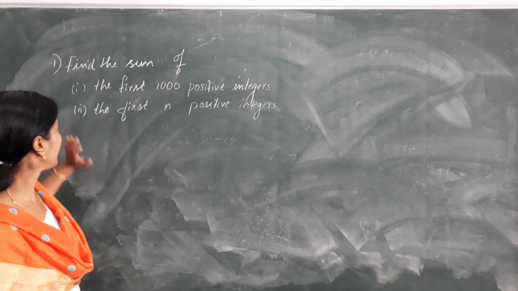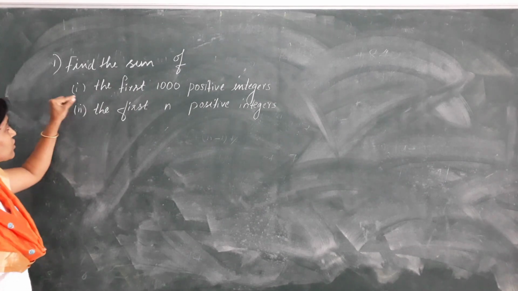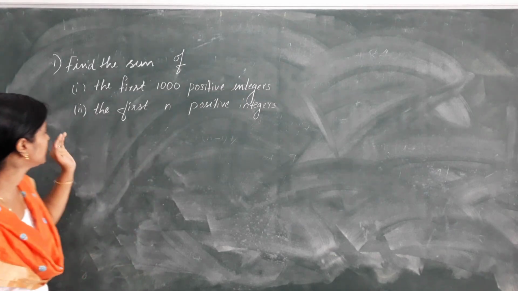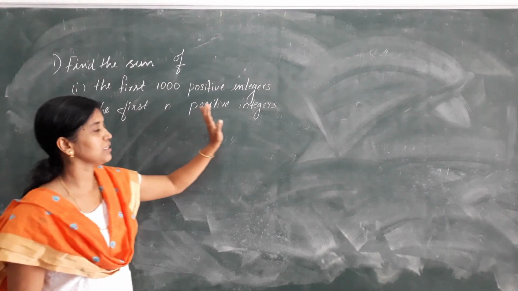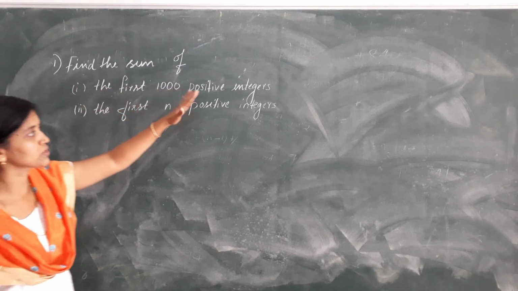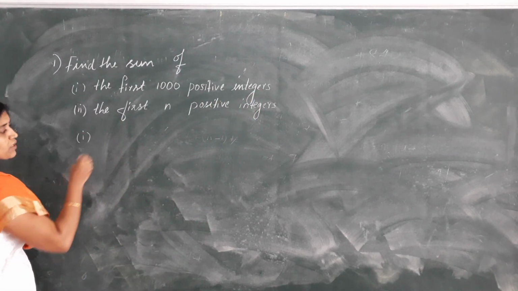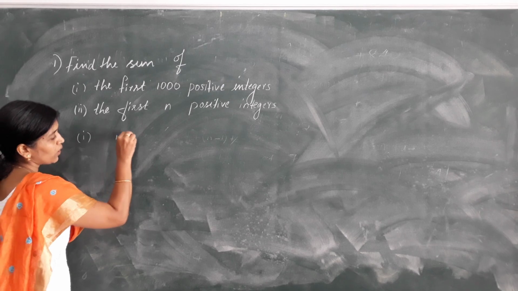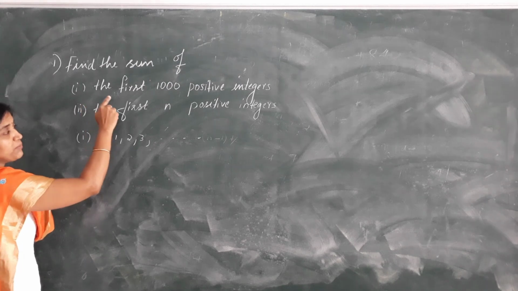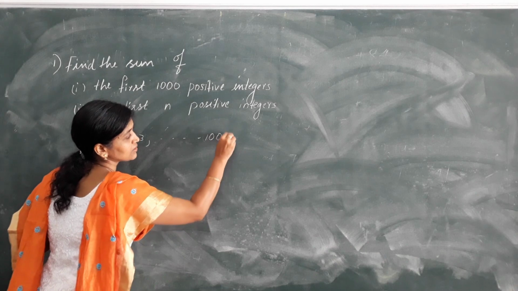The first question is: find the sum of the first 1000 positive integers, and the first n positive integers. Taking the first 1000 positive integers: we know positive integers are 1, 2, 3, etc. Since we are asked to find the sum of the first 1000 positive integers, 1000 will be the last term.